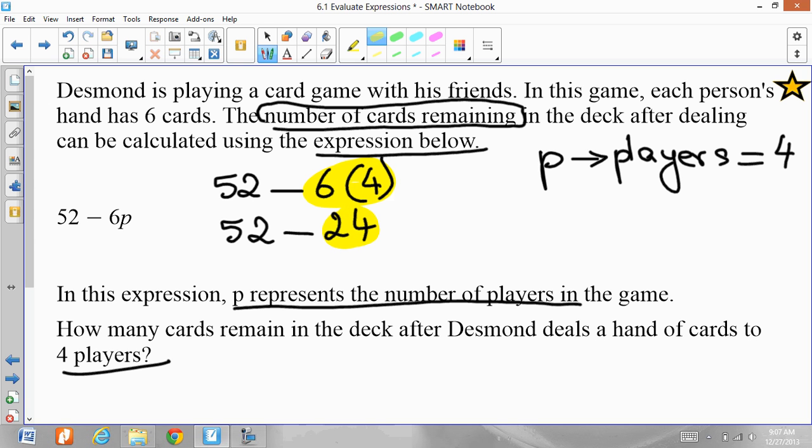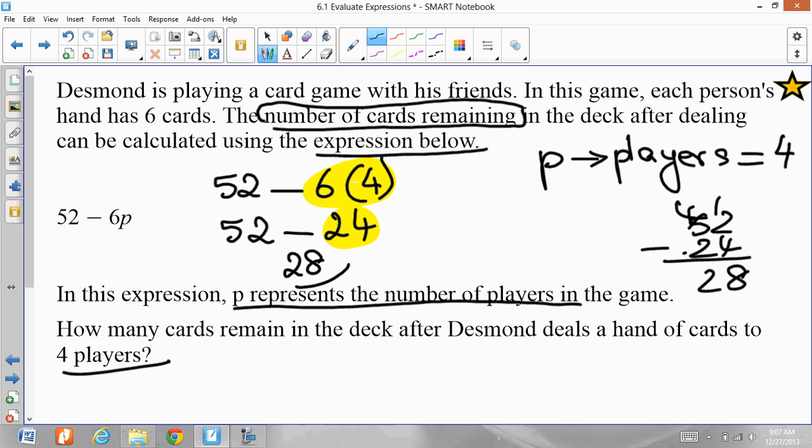You need to multiply before you can add or subtract. Addition and subtraction must be the last step. So 52 minus 24, make sure that you're borrowing, and in this case it's going to come to 28. So this means 28 cards remain in the deck, and that will be the answer.